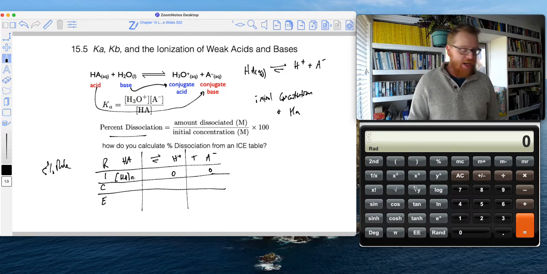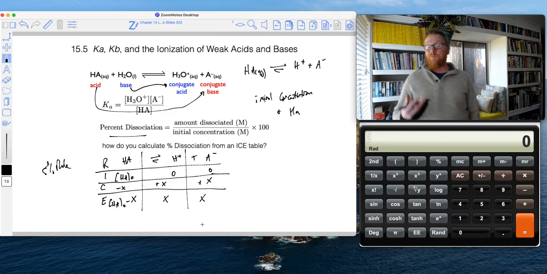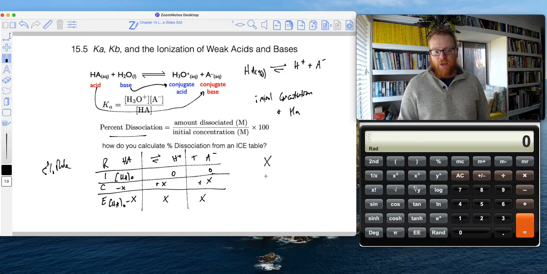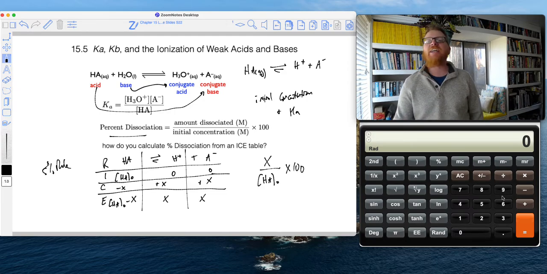Now we know the change is minus x for HA, plus x, and plus x. That means at equilibrium, this is the initial HA concentration minus x, this is just x, and this is x. The way that we calculate the percent dissociation of a weak acid is simply taking that value of x, the amount dissociated, divided by our initial HA concentration, and of course times 100 to bring it up to a percent. So the same way we did it before.